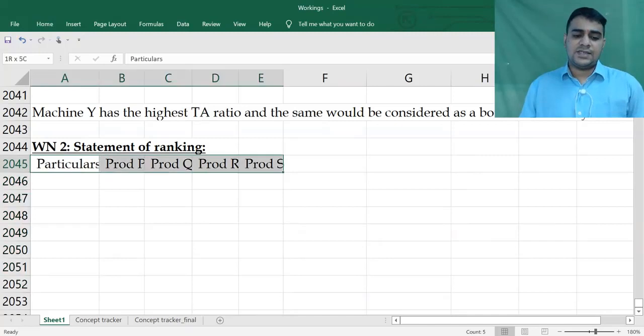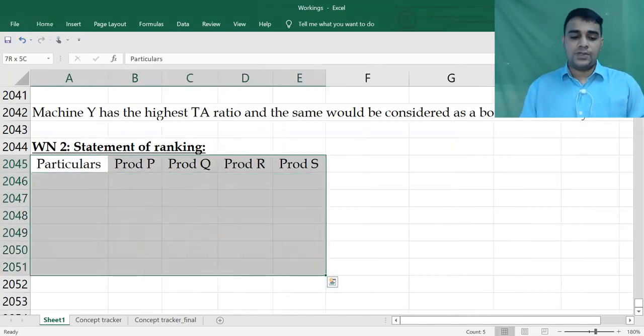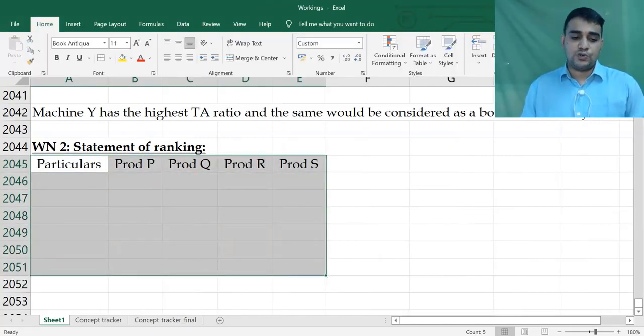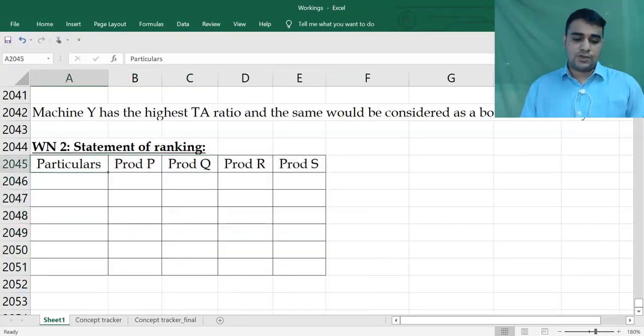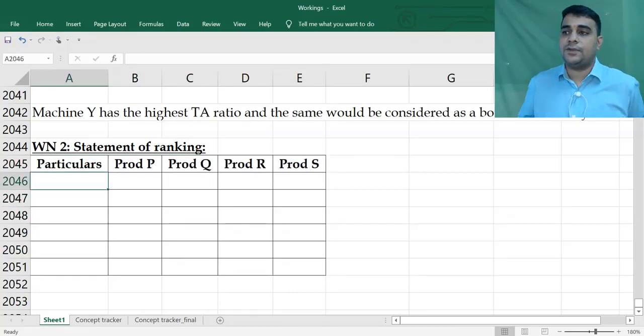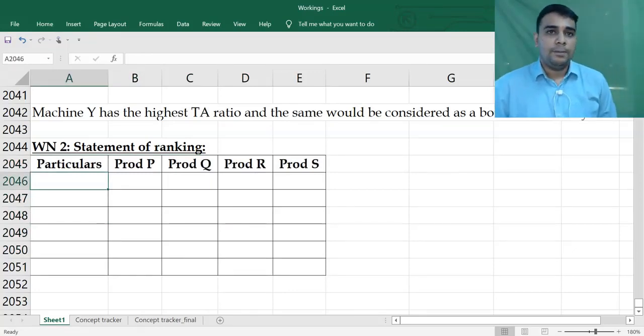My ranking step remains the same as what we did in marginal costing. The only difference is you should subtract only raw material cost. That's the only difference. In this question, that also is not going to be different because they have given variable costs combined together. They have not broken it down into material, labor and all.